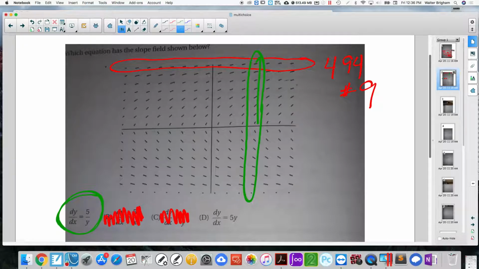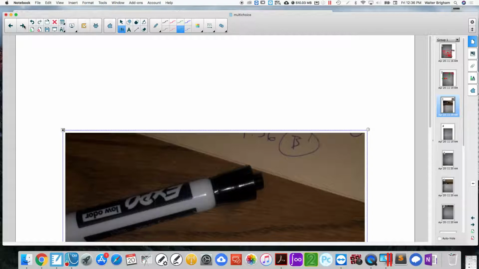Now, have you done problems 10 through 12? Because those are the next ones we're going to do. Excellent. I did. This is my favorite expo marker, by the way.